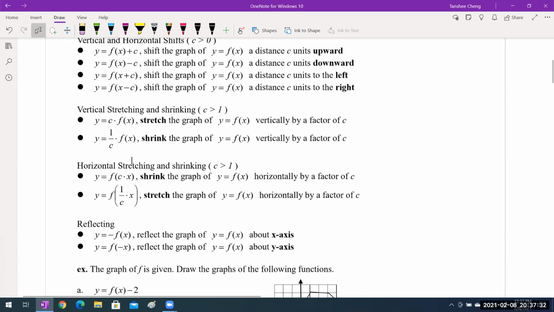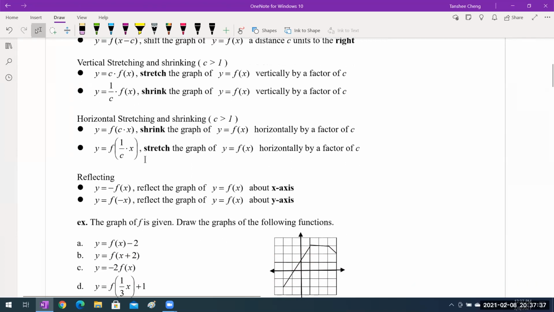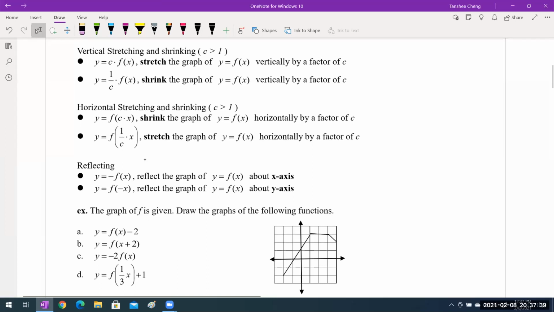The reflection is either about the x-axis or the y-axis. If you are multiplying a negative number to the function value, that means a positive y value becomes a negative y value, so it will reflect about the x-axis. If you are multiplying the input value by a negative number, that's basically a positive x becoming a negative x, so it will reflect about the y-axis. So that's all about the reflections on this part.